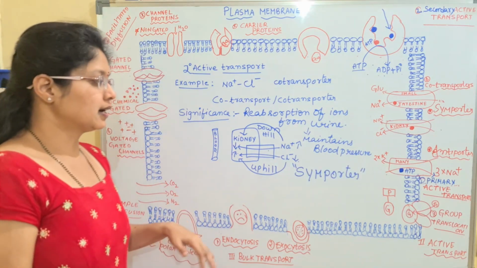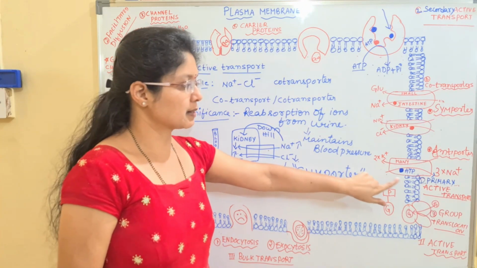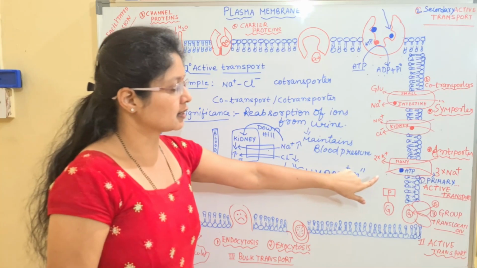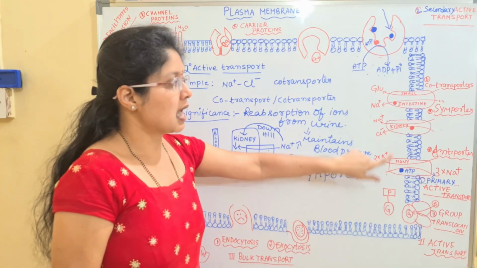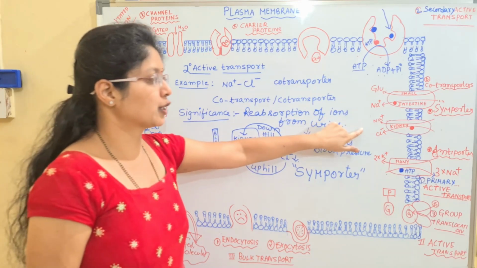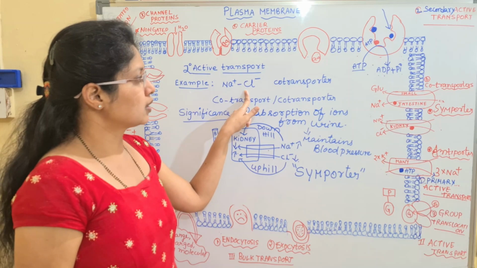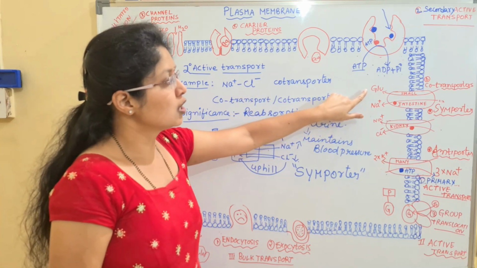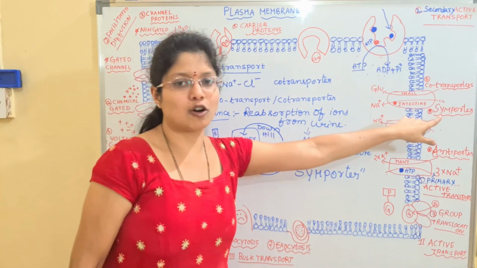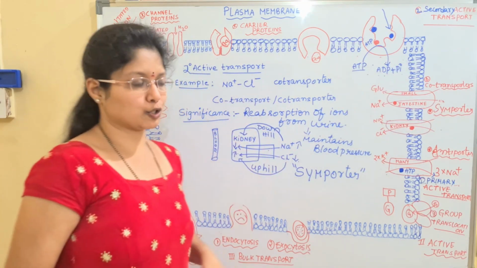So clear with this, children? So one we have discussed with the antiporter, that is in primary active transport. I have taken an example of an antiporter, that is the sodium potassium pump, and for the secondary active transport I have taken two examples. One is the sodium chloride co-transporter and another is the glucose sodium co-transporter. Both are examples of symporters here. So all these three are co-transporters.